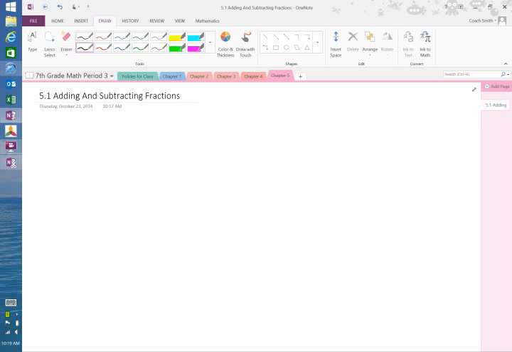All right, adding and subtracting fractions. Okay, not dealing with mixed numbers today, just fractions. Okay, when adding, but the same rules apply.